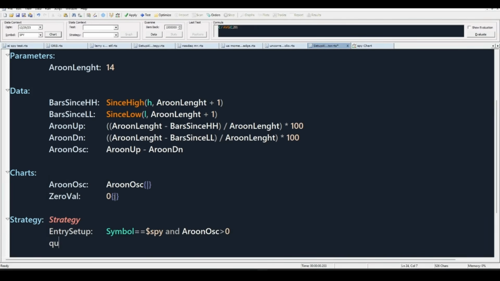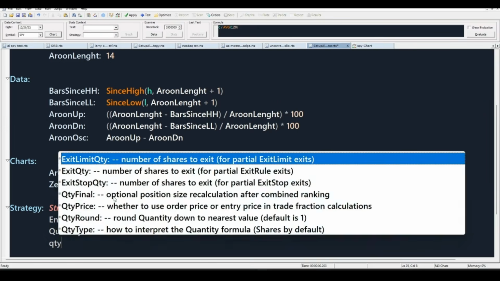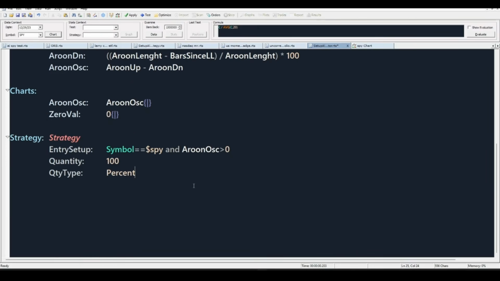I'm just filling in the standard execution here, setting our position size to 100% of equity. For the exit, we'll get out when the oscillator crosses back below 0 and adding a little bit of slippage to make the test realistic. This is a simple strategy. Let's run the back test.